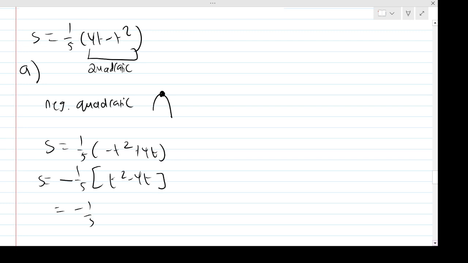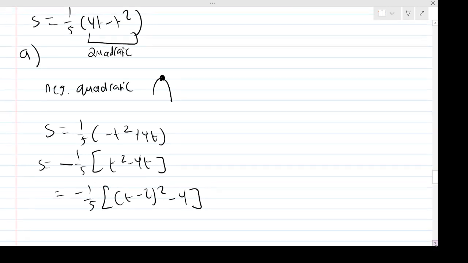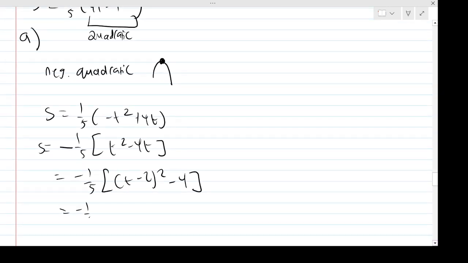So then it'd be minus a fifth of t, and then half of minus 4 is minus 2, all squared. Minus 2 squared is 4, and there we are. And then if I expand that, I get minus a fifth of (t minus 2) squared. And then minus 4 times minus a fifth is going to be plus 4 fifths. Okay? And that's my completed square form. And so from that point, I can just read off.